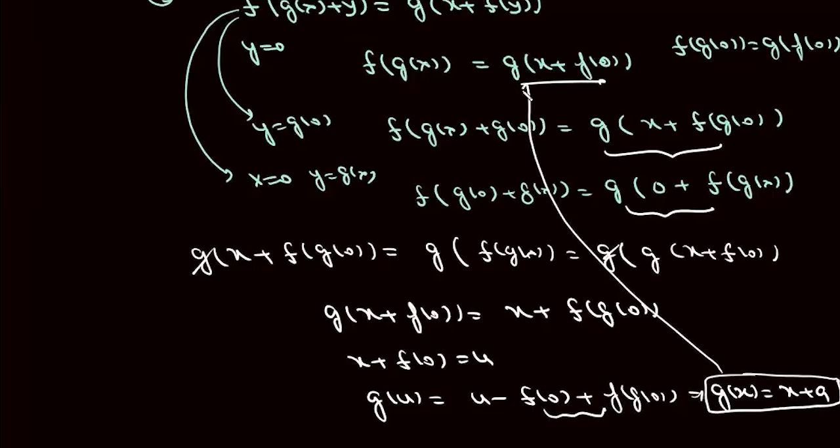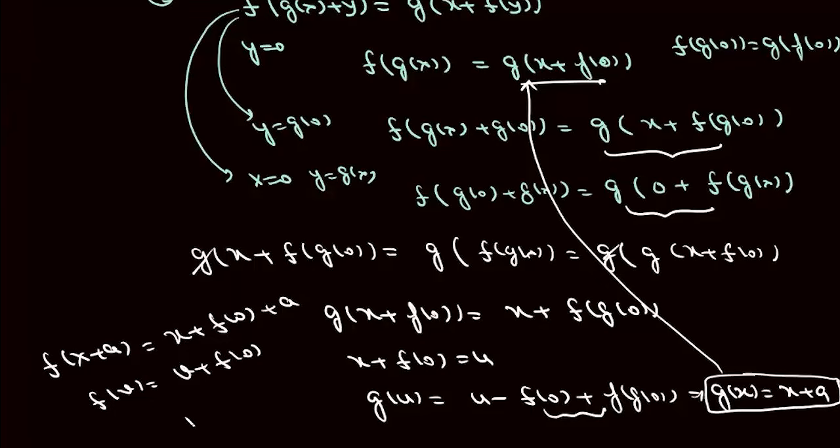Now we have to find f(x). So we'll substitute g(x) here. So we'll get f(x + a) will be x + f(0) + a. Now x + a is v, so it will be f(v) equals v + f(0), which is some constant, or we'll get f(x) as x + b. So both the functions f(x) and g(x) will be linear functions with leading coefficient 1.